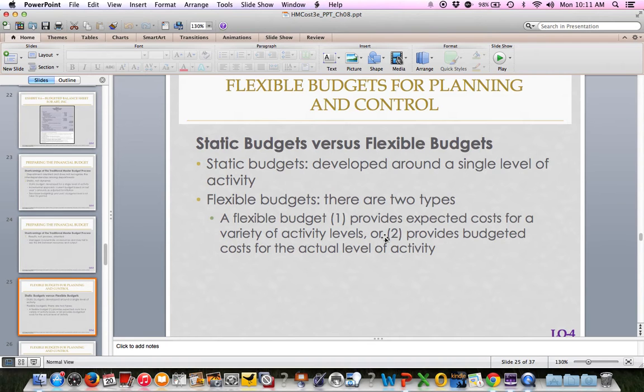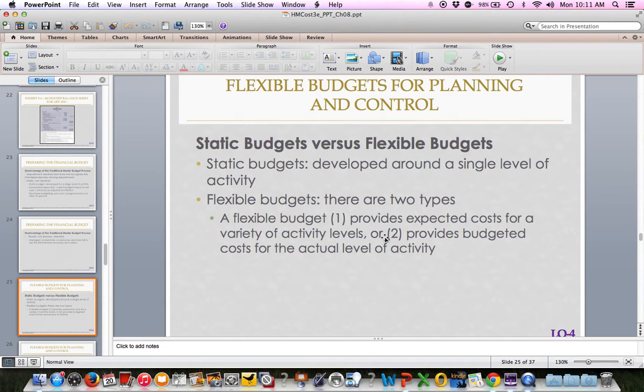Okay, so again, a static budget is based on one level of activity. Another alternative to a static budget is what we call a flexible budget. I'll probably just say the word flex budget a lot. And they give a really good example of some flex budgets on 405.